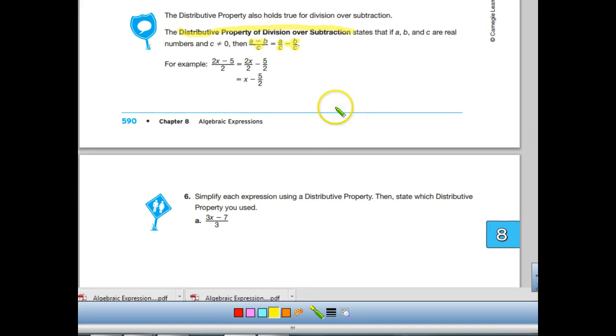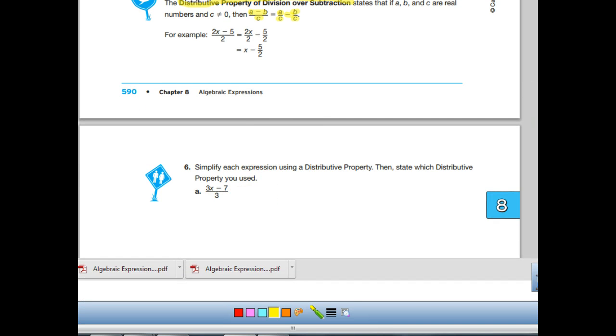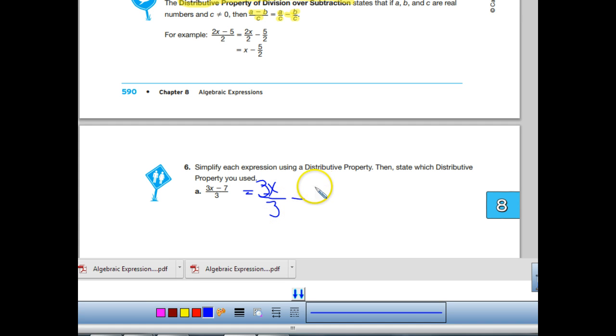All right, so part 6, they want you to simplify the expression using the distributive property. Then state which distributive property you used. Okay, so what are they asking you for here? They're asking you to take your 3x and divide that by 3. And they also want you to take your other term of 7 and divide that by 3.